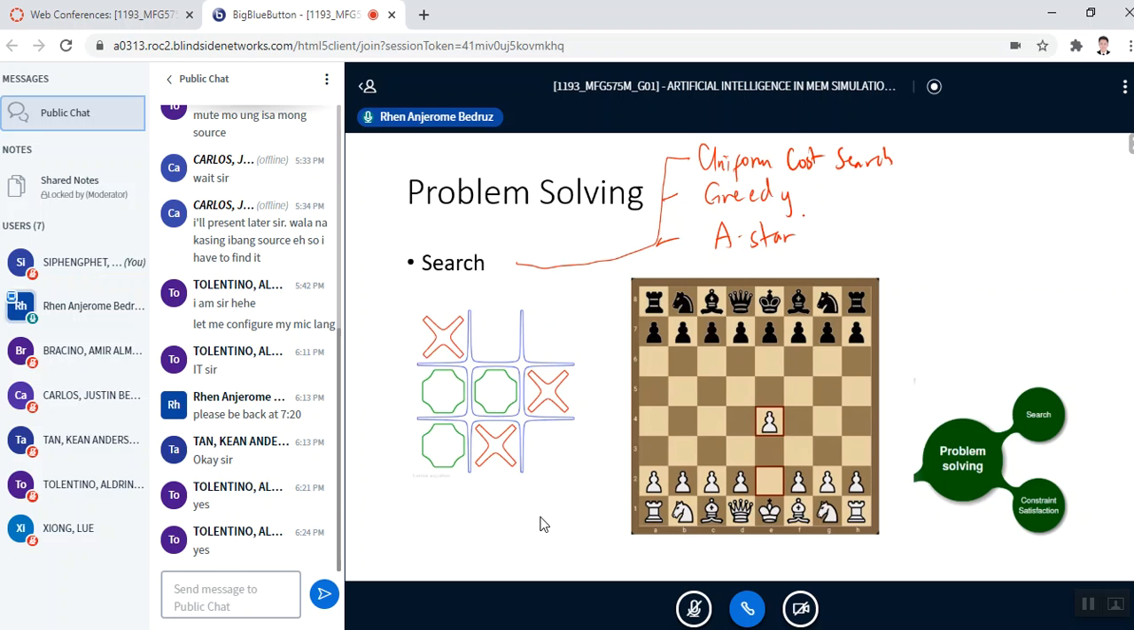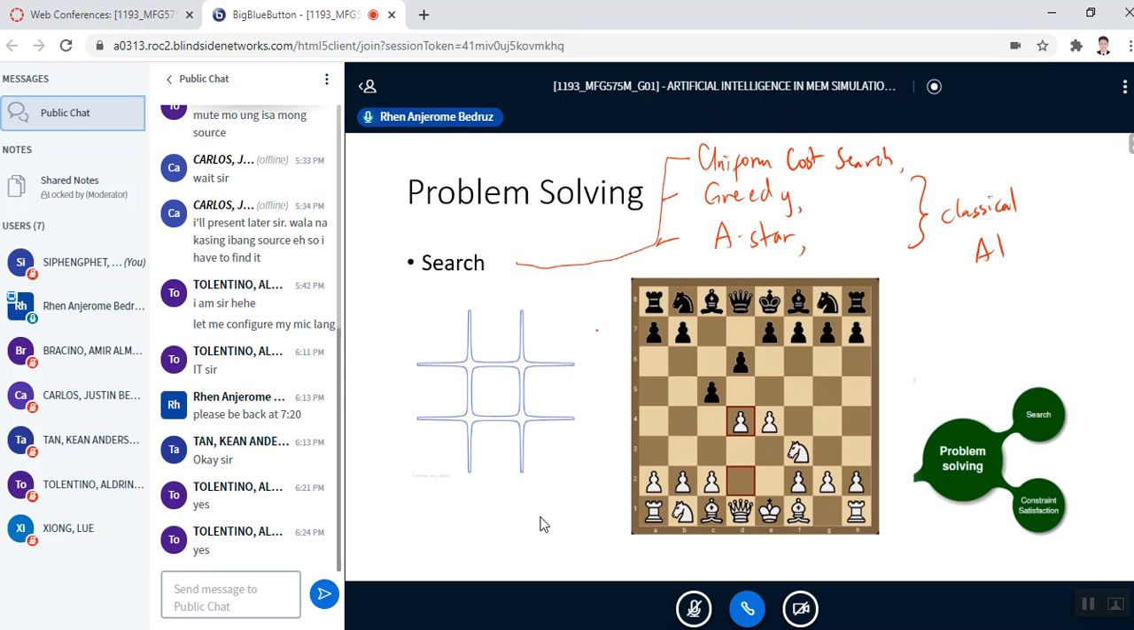We would be discussing this maybe next meeting, but it would just be a short discussion because we would focus more on contemporary AI, because these three are what you call classical AI. It's classical AI because search problems are a very primitive problem. Only a few programs use search problems.